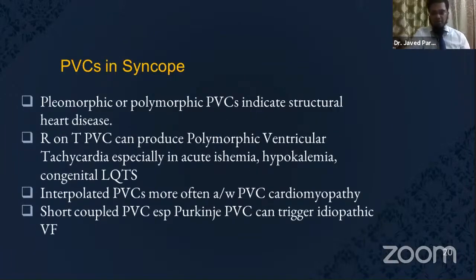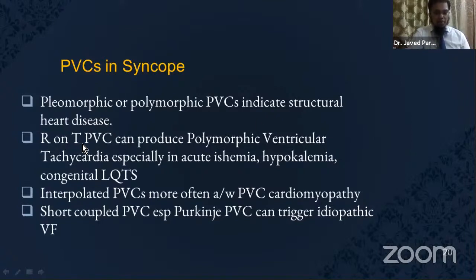Now, what about PVCs? The patient had a syncope and on the baseline ECG, you found PVCs. So what is the significance of them? If you have pleomorphic or polymorphic PVCs, that is PVCs of changing or multiple morphology, they indicate the presence of structural heart disease. If polymorphic PVCs are present, more likely the patient had a ventricular arrhythmia and that had caused the syncope.